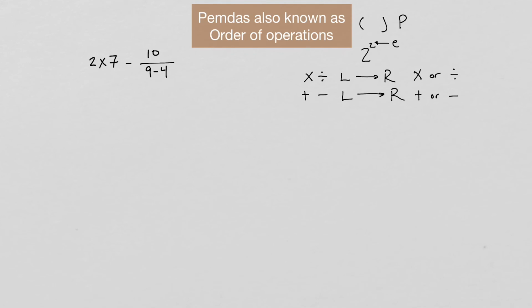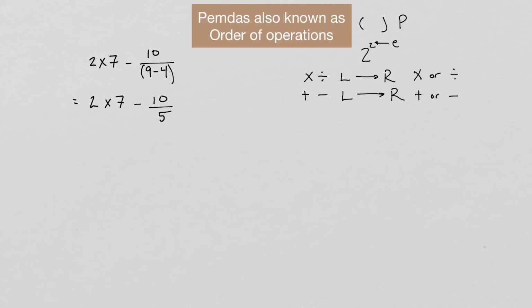Okay, so we see we have this fraction here. Remember what I was saying, that when you see these fraction bars, you could put parentheses over the top and bottom. Okay, so now that we have these parentheses, we work on that first. So now we have 2 times 7 minus 10 over 5.